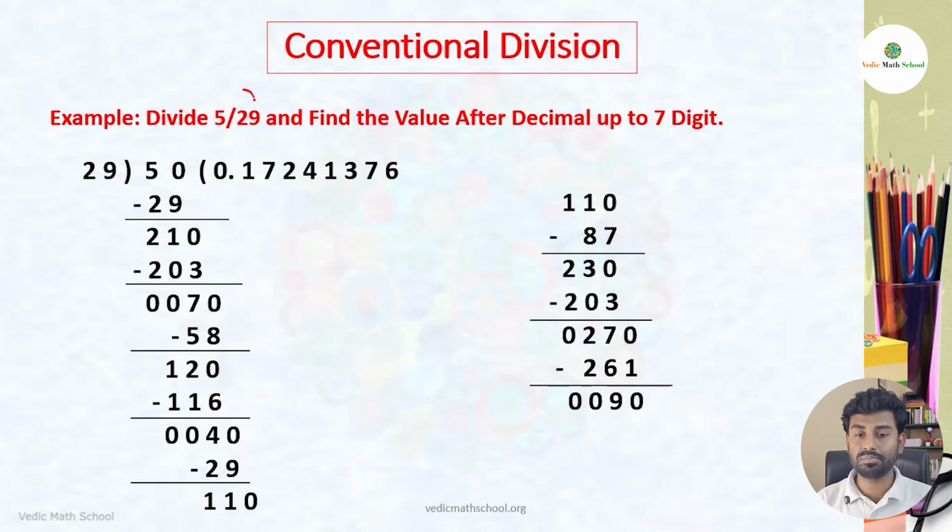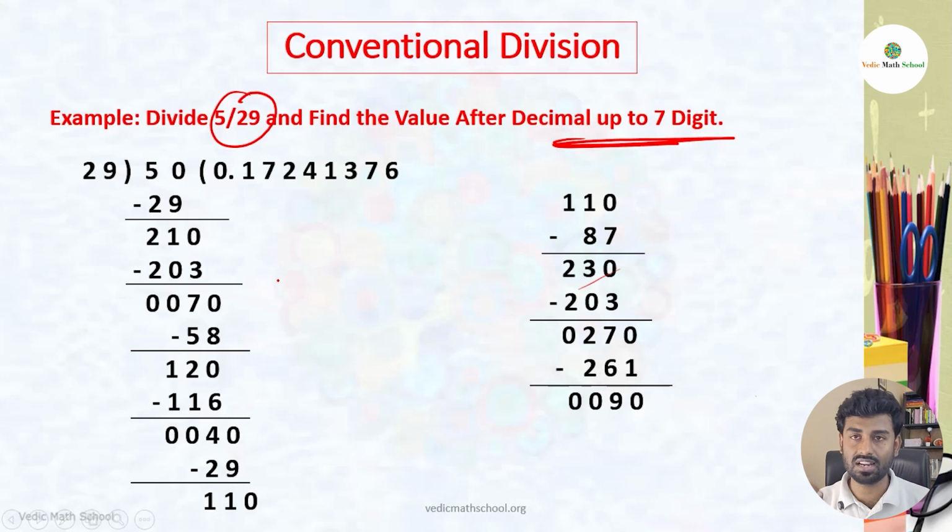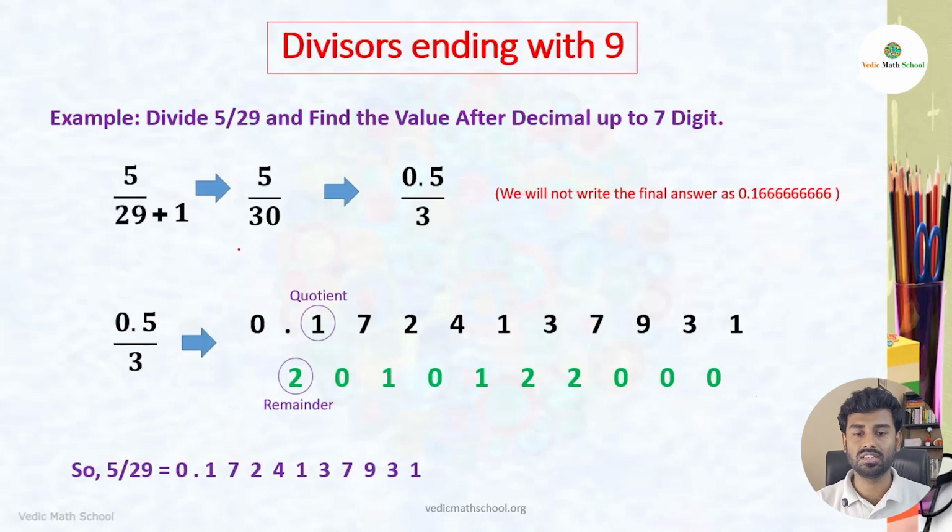Now this is one of the methods that we discussed in the first lesson, 5 upon 29. If you have to find the decimal value up to 7 digits, this is the process. It will take a lot of time because this division uses the hit and trial method. Hit and trial means you have to guess the value, what the perfect quotient is, and based on that you write the numbers here. Time consuming, so I don't recommend it. So follow this method, divisor ending with 9.